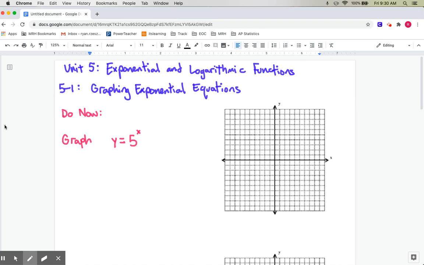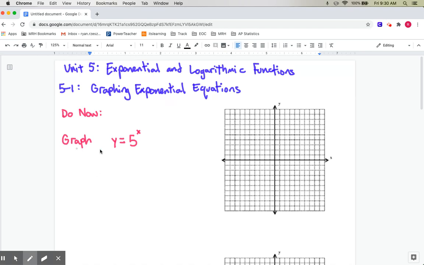All right, so Unit 5 is all about the concepts of exponential functions and something brand new to us called a logarithmic function. Today, we are going to jump in and start learning about an exponential function, what one is, and what its graph looks like.